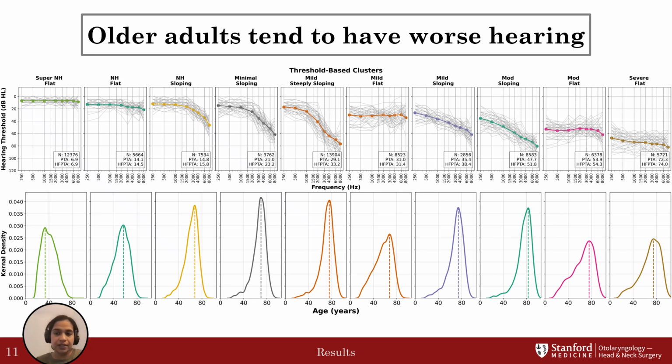Now, looking into the characterization of age, we see that with increasing age, there's an increasing hearing loss. The bottom panel here indicates the age distribution within each one of these clusters. The peak indicates the median age of that particular cluster. We see that normal hearing individuals have a median age of around 40 years, whereas individuals with severe hearing loss have a median age of around 80 years. Notably, within the normal hearing range, the sloping audiometric pattern of normal hearing emerged with increasing age.